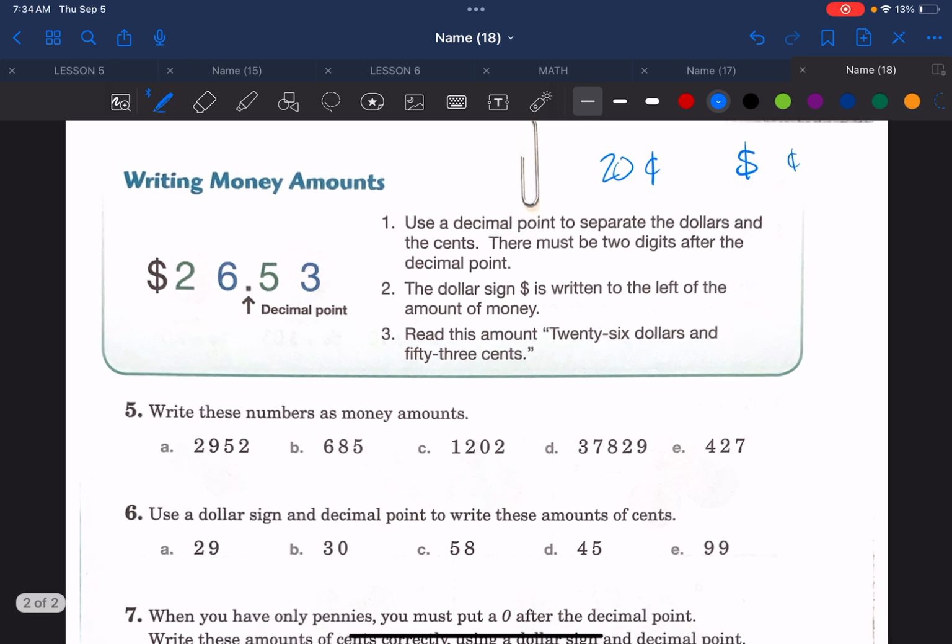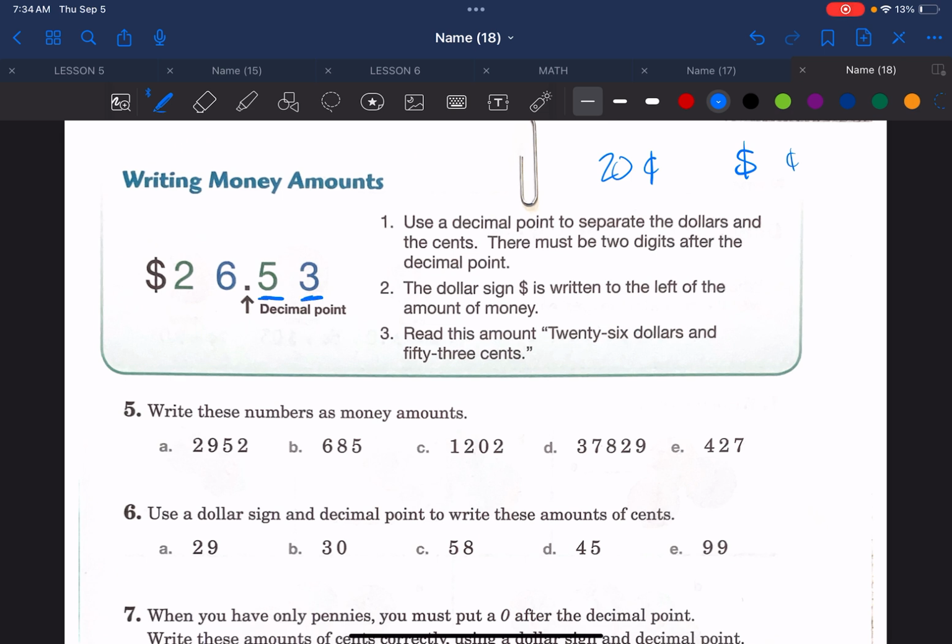There is only ever 2 place values in cents because once you get to 100 cents, 100 cents equals $1. And it looks like 1.00. I just put the decimal and the dollar sign. So there's only ever two numbers after the decimal point.